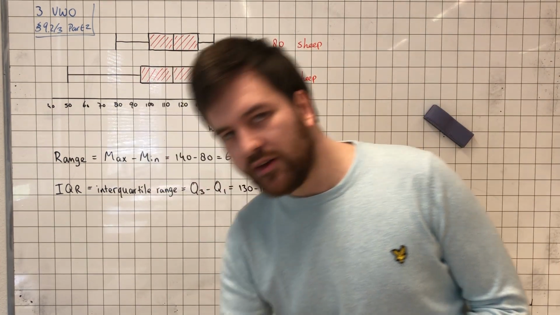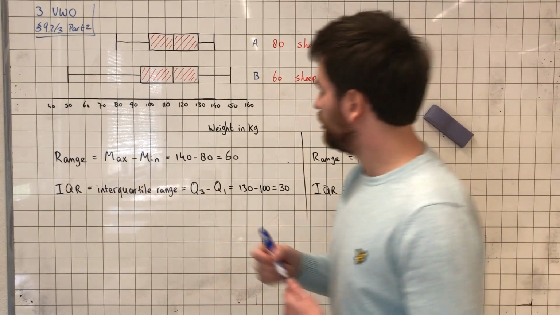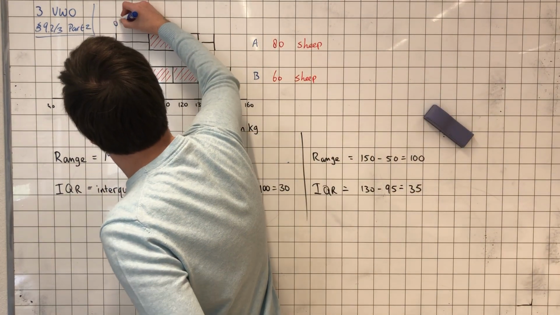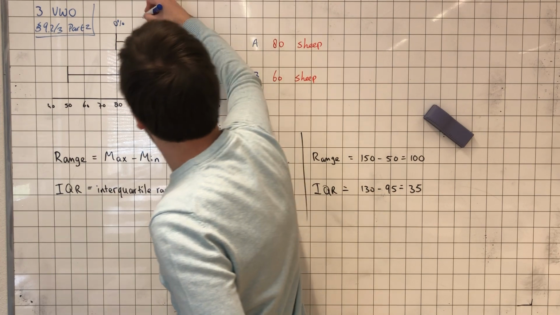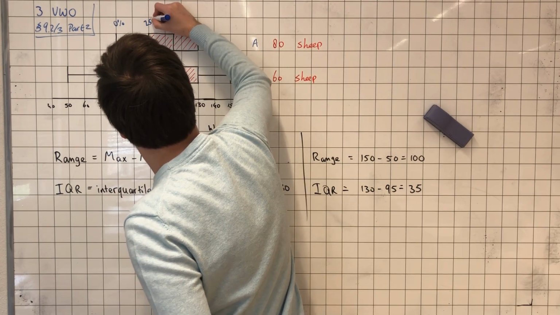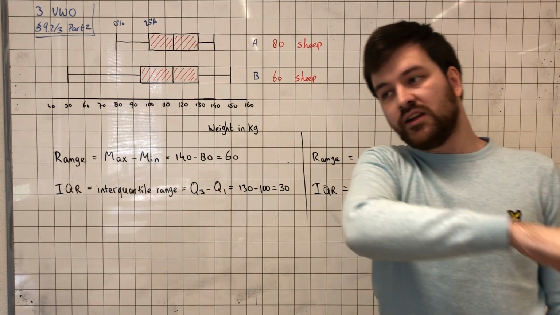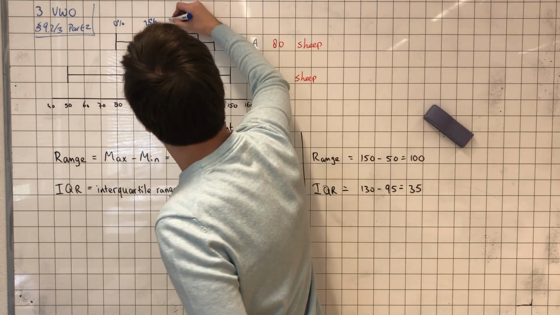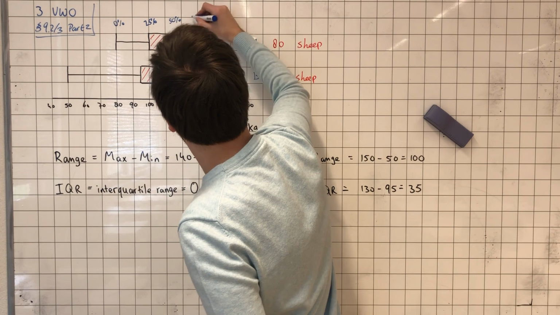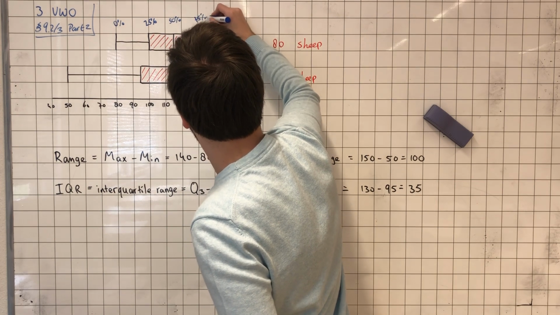So keep in mind, whenever you're doing these exercises, this is basically showing you 0% of where it starts. This is 25%, which should make sense since Q1 is like the median of the first half. This is the 50% mark, 75% mark. This is at 100%.